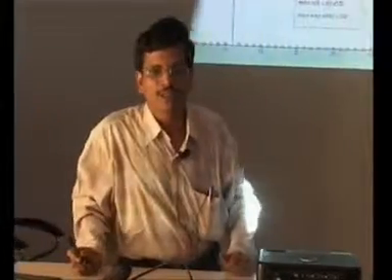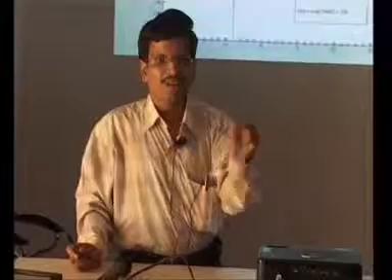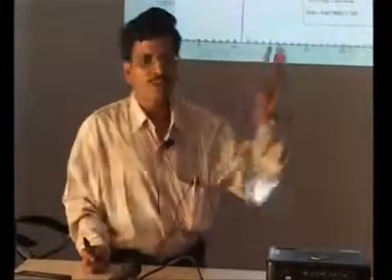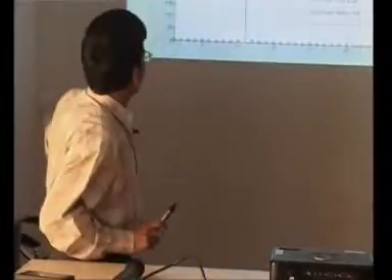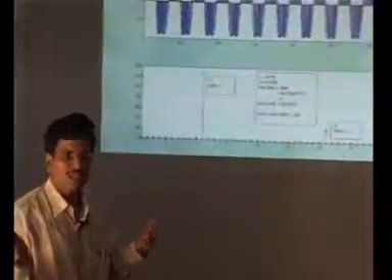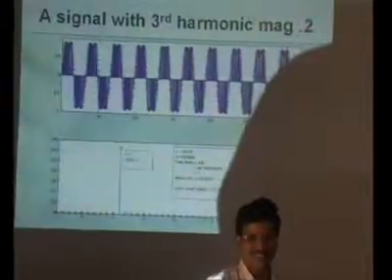Another example. Here I have a fundamental and a third harmonic of 0.2. That means I have 50 hertz and 150 hertz. 50 hertz magnitude is 1. 150 hertz magnitude is 0.2. This is a mixed signal. How many points am I taking in the signal? 10 cycles, 640 points. So without looking into this, now you can tell it.